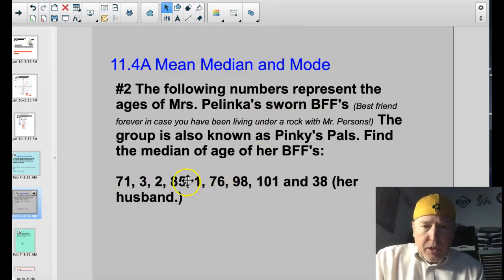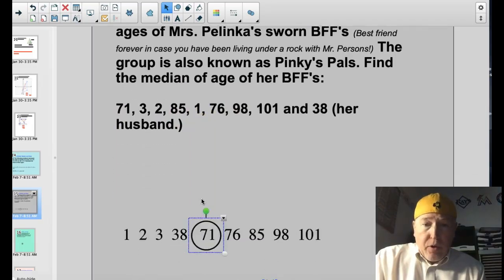So we've got them all here. If it's going to be median, you're going to have to put them in order from smallest to greatest.